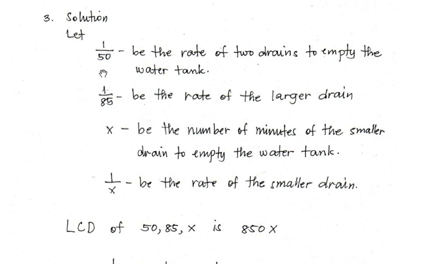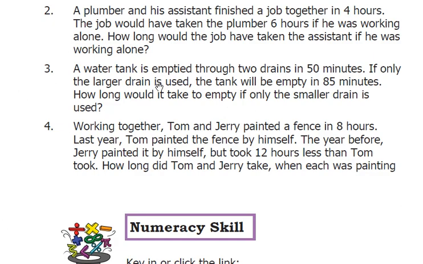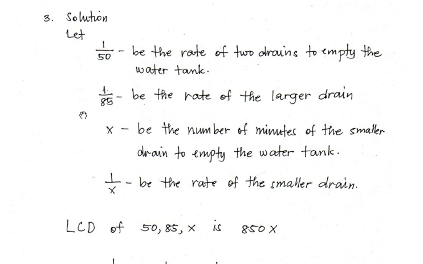Now, let also 1 over 85 be the rate of the larger drain. It's stated in the problem that if we use the larger drain, the tank will be empty in 85 minutes. So in 1 minute, 1 over 85 is the fraction of work done. The work there refers to emptying the water tank. And let x be the number of minutes of the smaller drain to empty the water tank. Whatever is x minutes, then 1 over x is the rate of the smaller drain.